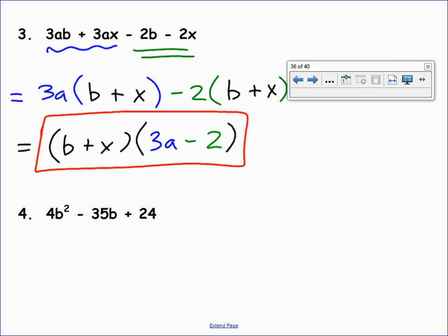Stop. Think. GCF. Is a greatest common factor hiding in number 4? No, but I wish there were. Those are pretty big numbers, aren't they? But we're going to be stuck anyhow. We're going to have to list the factors of the first. Plus and minus 1 and 4, 2 and 2.